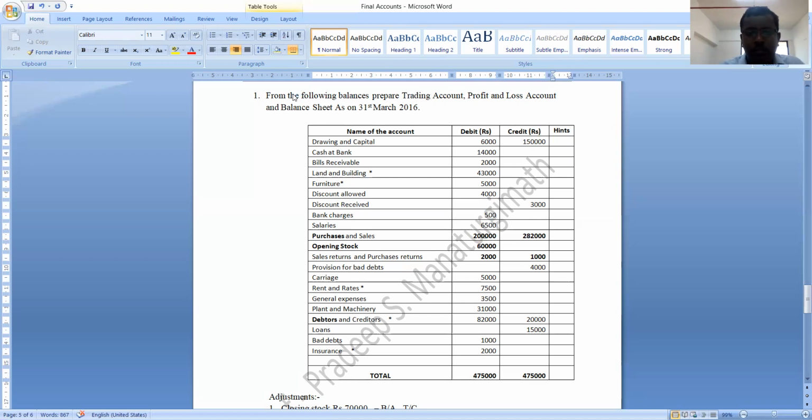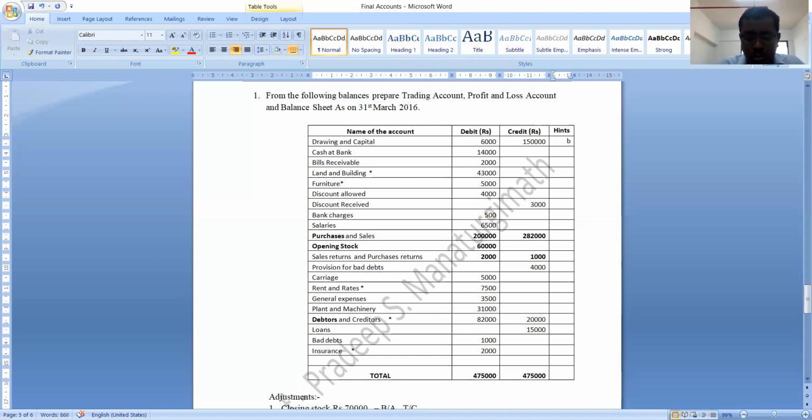From the following trial balance, prepare a trading account, profit and loss account, and balance sheet as on 31st 2016. Here they have given the trial balance, right? Okay, fine. Now we should see each item and decide which account or statement it belongs to. Here the first item is drawings and capital.